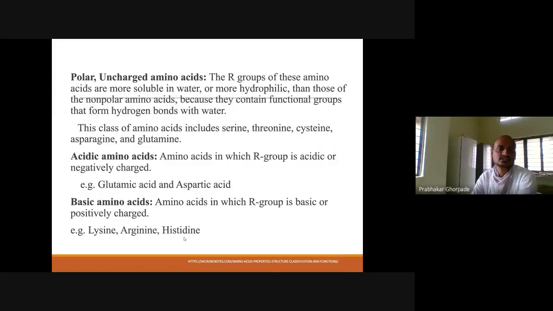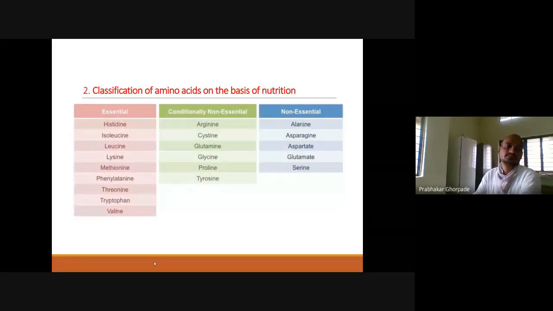So basically, all this classification was based on the R group structure. If the R group structure is hydrophobic, we classify it accordingly. If an OH group is present, we call it polar. If an extra COOH group is present, we call it an acidic amino acid. If an amino group is present, we call it a basic amino acid. So that is the R group structure-based classification.